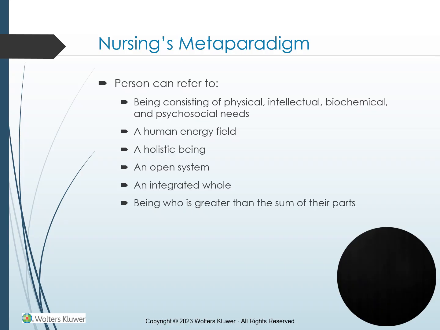When we think about nursing and the word person, we're talking about a being consisting of physical, intellectual, biochemical, and psychosocial needs. A human energy field, a holistic being, an open system, an integrated whole, a being who is greater than the sum of its parts. So when in nursing you use the concept person, you're thinking about these 6 descriptors as defining what a person is.